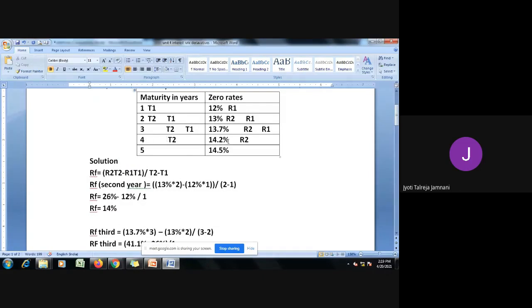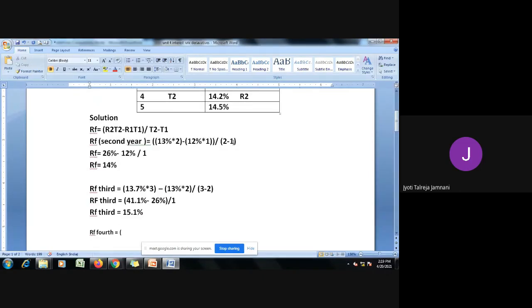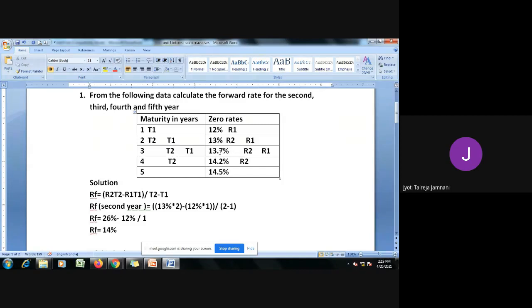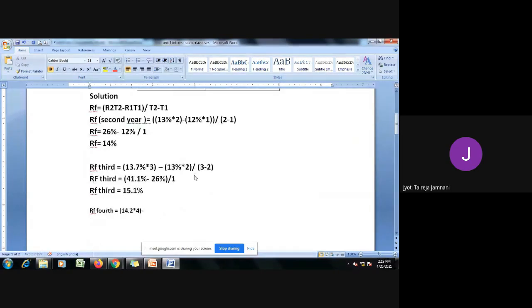So here R2 is 14.2% into fourth year is T2, minus R1 is 13.7% into third year is T1, the whole divided by fourth year minus third year, that is T2 minus T1.